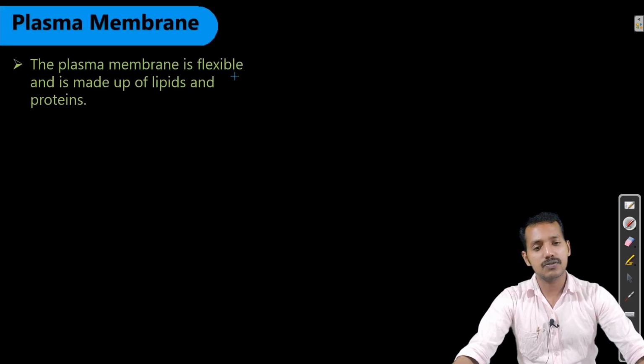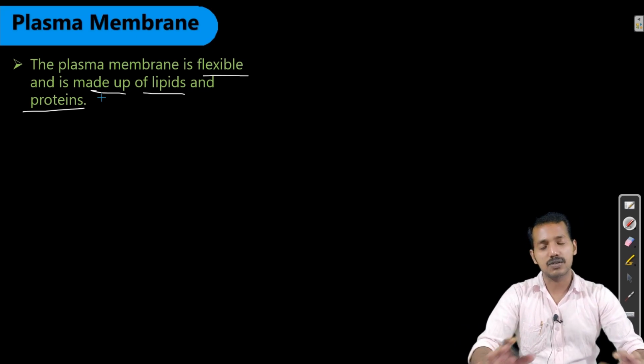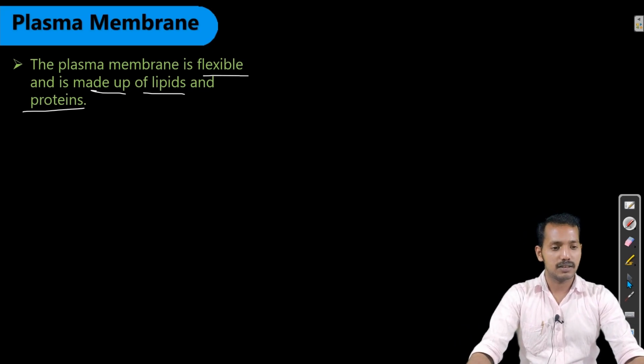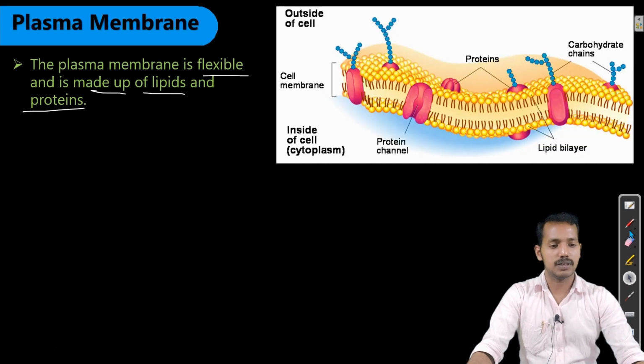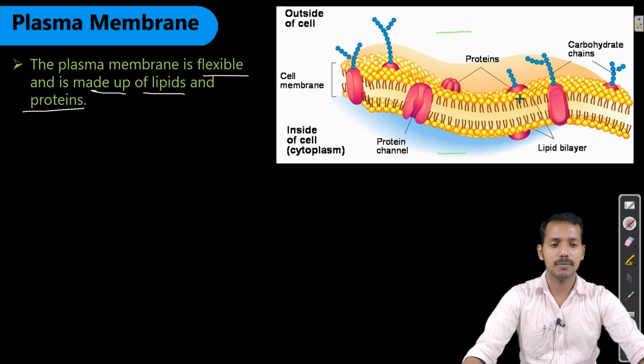The plasma membrane is flexible and it is made up of lipids and proteins. This is the boundary of the cell, all cells, and it is flexible. Let's see the structure of the plasma membrane here. See, this is the outside area of the cell and this is the inside. So this is the plasma membrane, okay?